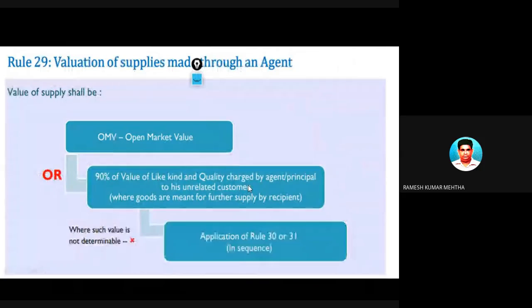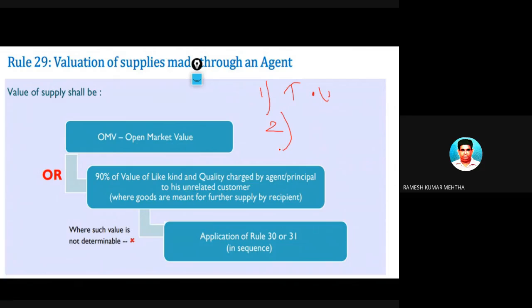So now, after we have done some numerical problems, we have to take up the third particular valuation rule. The first valuation rule is if the supply of goods or services is to an unrelated person and the price is the sole consideration, that is the transaction value. So we have taken four problems on that.